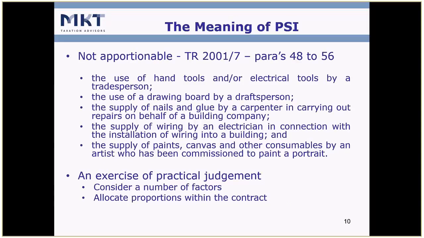The ruling then goes on to put some fairly simple rules in terms of what can't be apportioned. We spoke about the tools: the drawing board of a draftsperson, nails and glue by a carpenter, wiring by an electrician. So you can't get cute on that level and break all that up and then put markups on those particular supplies or assets. It does say it's an exercise of practical judgment.